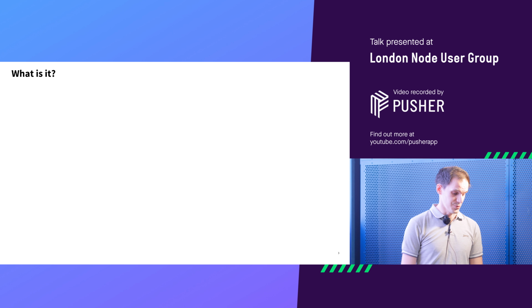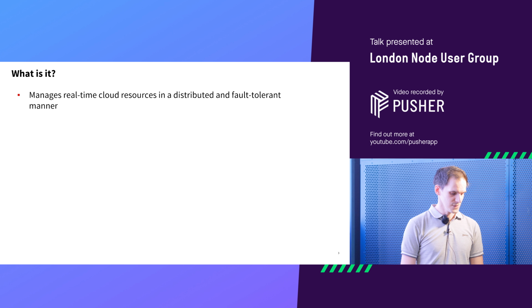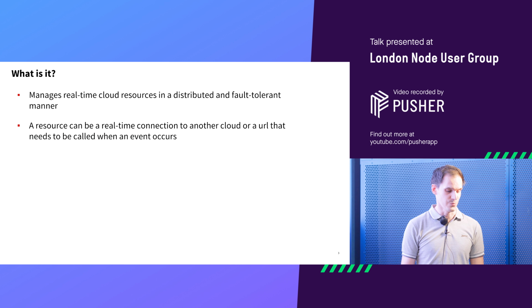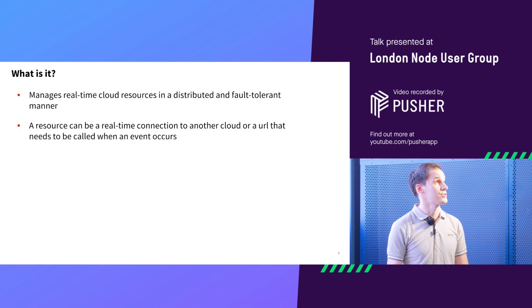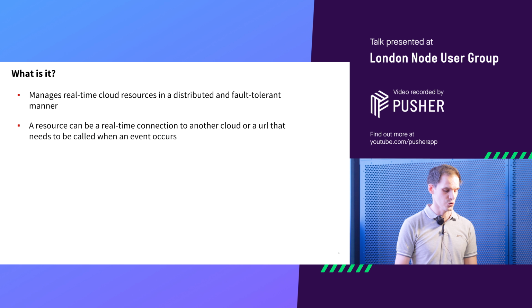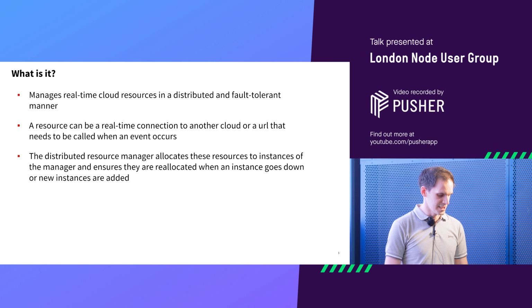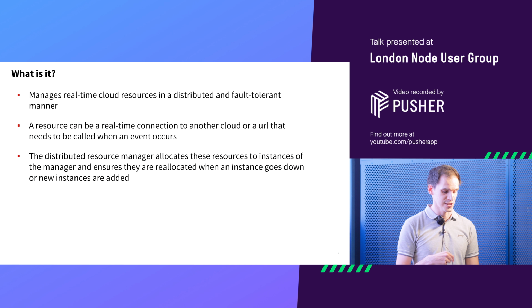So what is the Distributed Resource Manager? It allows you to manage real-time cloud resources in a distributed and fault-tolerant manner. A resource can be a real-time connection to another cloud, or a URL that needs to be called when an event occurs. It can also be used for polling. The Distributed Resource Manager allocates these resources to instances of the manager and ensures they're reallocated when an instance goes down or new instances are added.